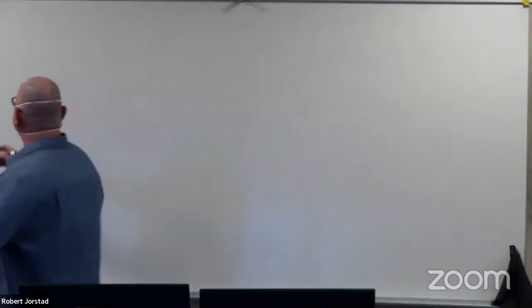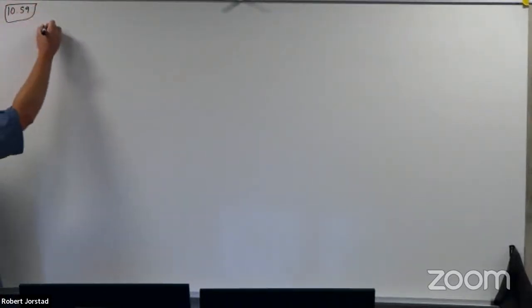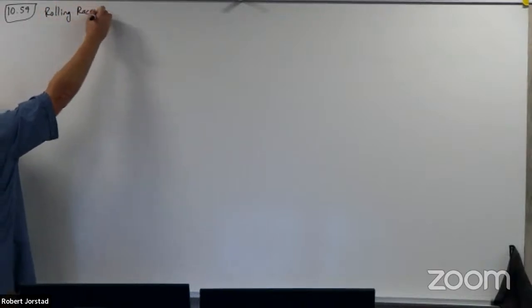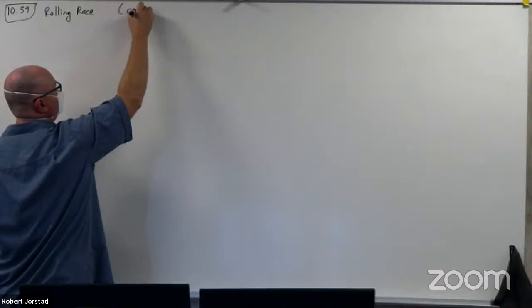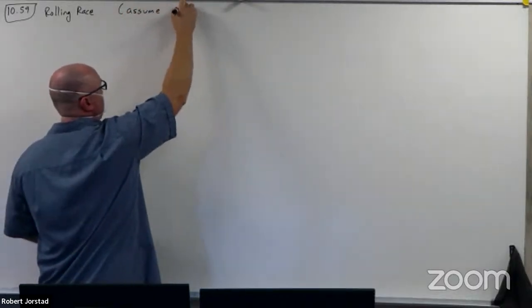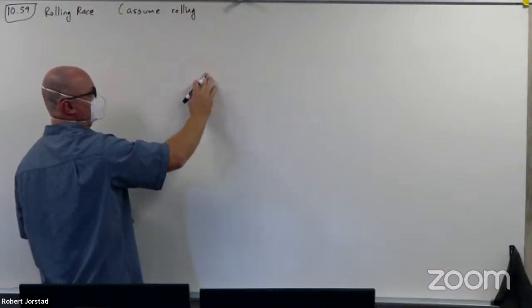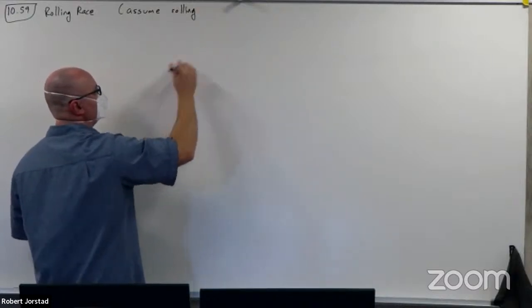Basically I want you to be an expert at this problem and the next problem, okay? 10.59 and 10.60. We're going to assume rolling, was it with or without slipping? What's going to be on your test? Without.